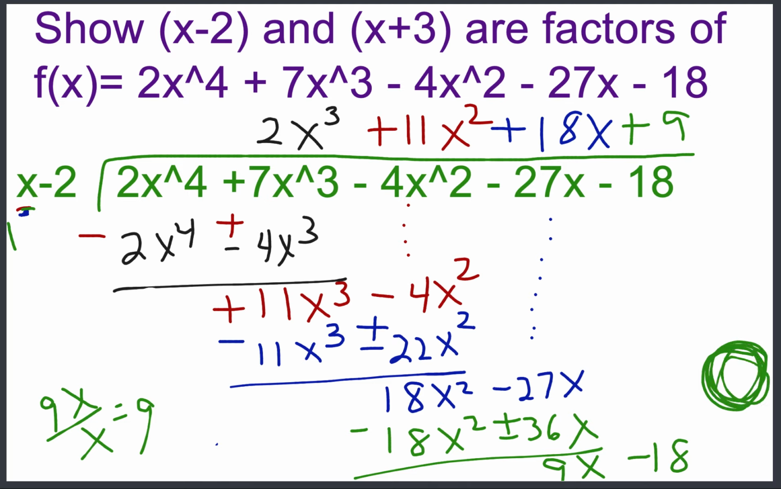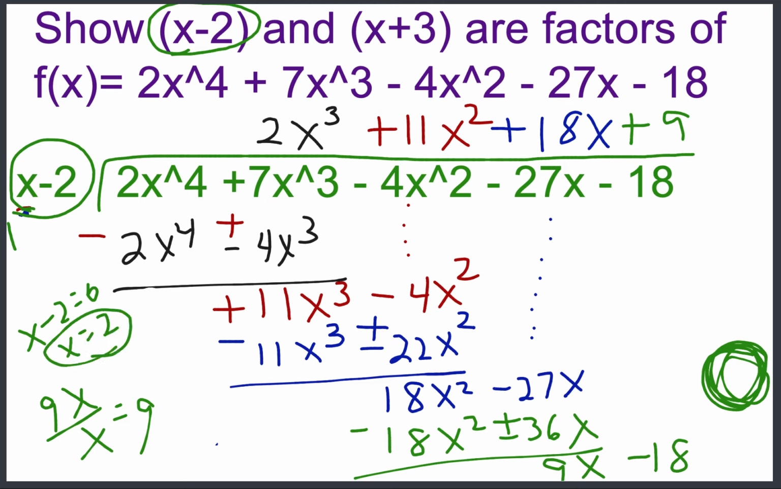So that tells me something. That tells me that this x minus 2 up here is a factor. It tells me another thing. It tells me that x minus 2 is also going to tell me the x-intercept. x minus 2 equals 0, so x equals 2 will actually be an x-intercept. I'll show you that in a minute. Now there's a sign change there.